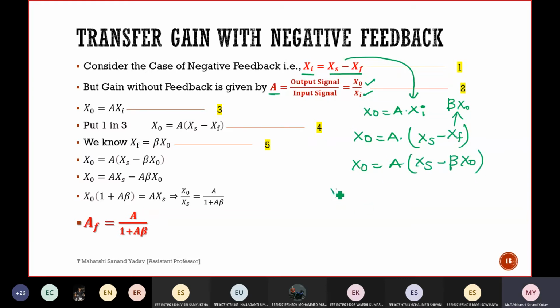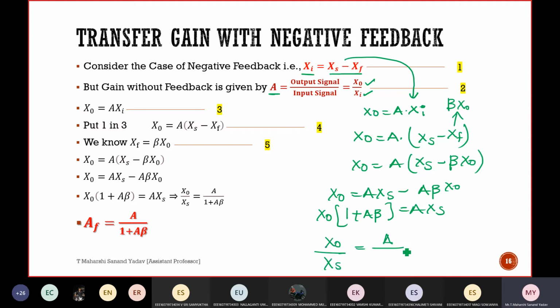Moving this to the left hand side, this is A times xs minus A beta times x naught. If I move this towards the left hand side and take x naught as common, 1 plus A beta is equal to A times xs. I want output by input, so x out by overall xs can be written as A by 1 plus A beta. This is important for 2 marks.